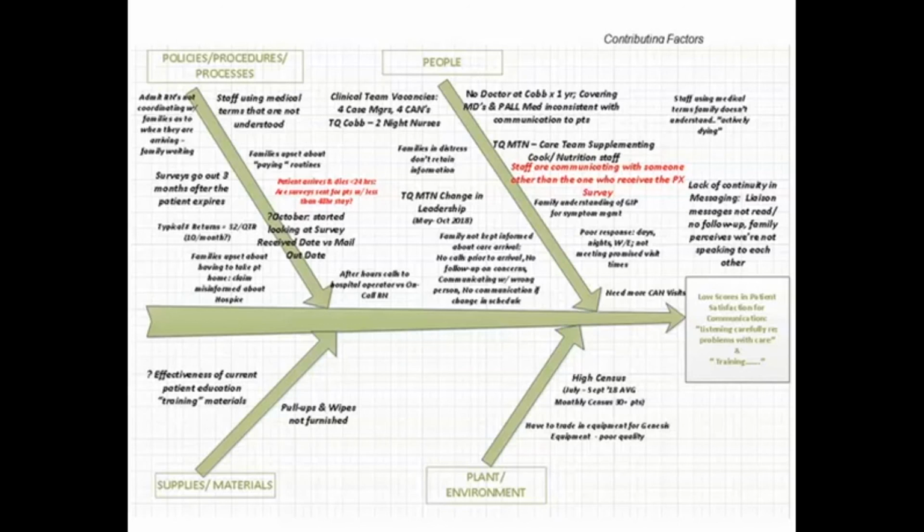We also realized that our families were in distress, and they don't always retain the information that we're giving them, and we had to really look at, was our communication that we were leaving behind in education for training effective, and we made a lot of changes around that. And then we also found out that we were communicating with the wrong people. The caregiver in the home might not be the person who is actually making the decisions, and making sure that we had that documented in the chart so that our team could follow up with them were some of the things that we came up with, so that they would know that we were truly listening and communicating with the right people. Next slide, please.